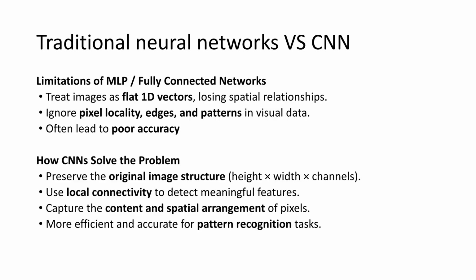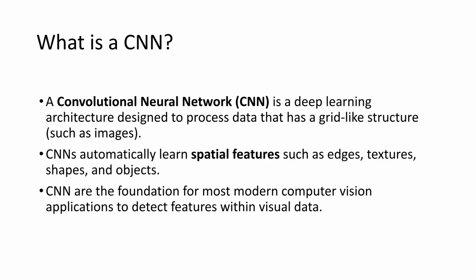CNNs solve this problem by preserving the original image structure with its height, width, and color channels. They use local connectivity to detect meaningful features, making them much more efficient for pattern recognition tasks. So what exactly is a CNN?